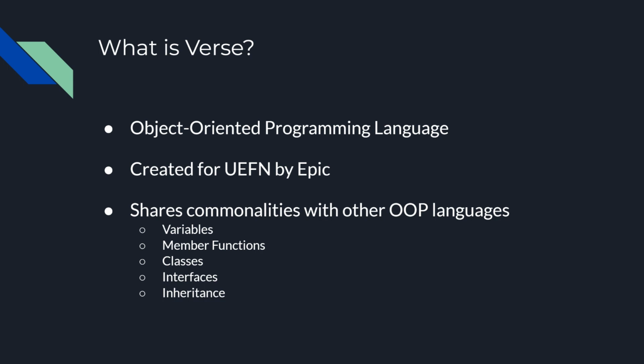With that out of the way, let's talk about Verse as a programming language. Verse is a purpose-built, object-oriented programming language made for UEFN to build custom experiences in Fortnite. Verse shares many commonalities with other object-oriented languages such as C++ and Java. Things like variables, member functions, classes, and inheritance are all to be expected. That said, Verse is unique in several ways, including how the language engine communicates with Fortnite and certain paradigms of the language such as failure context and rollback.